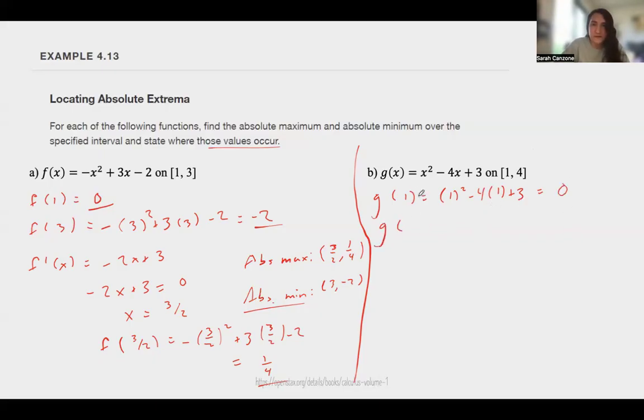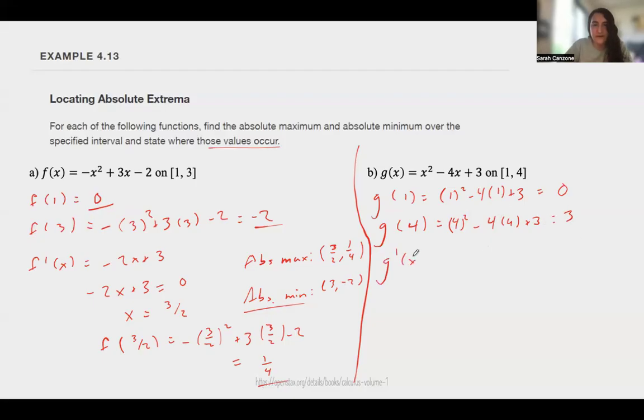G at 4 is 4 squared minus 4 times 4 plus 3. I swear it won't cancel out like that all the time. For some reason, the two examples I have just cancel out. 16 minus 16 is 0, plus 3 is 3. Now we can take a derivative.